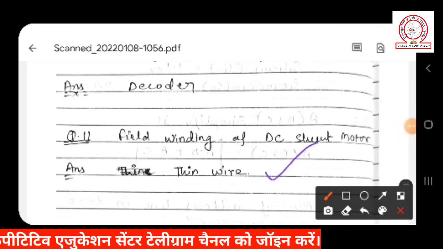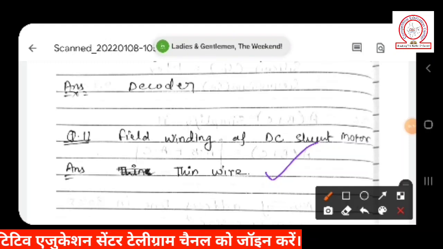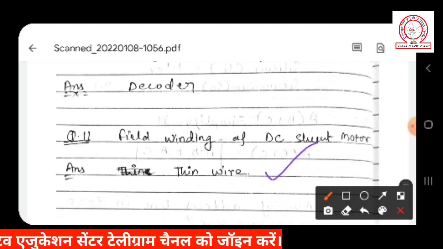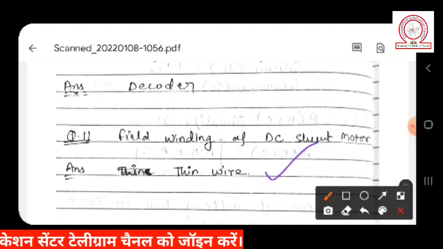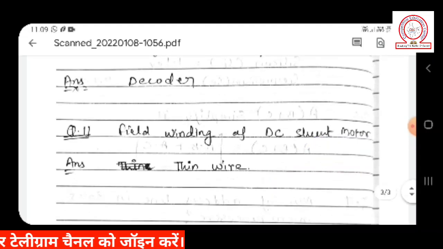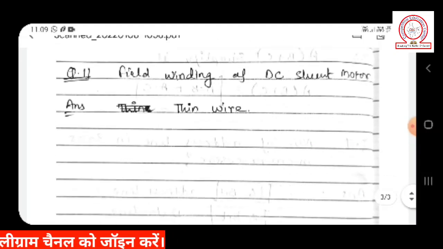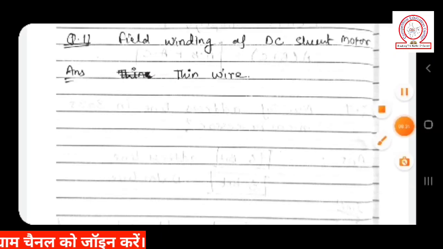So remember this. If they ask you some other point than the wire size, then the thickness of the armature winding is usually higher than the field winding. Remember this might come. So this was the only question, guys, which I have got.